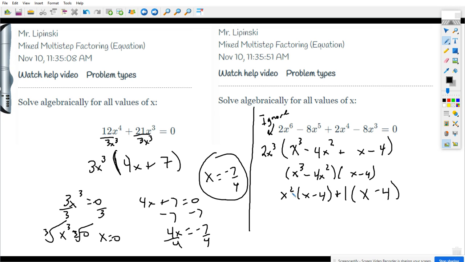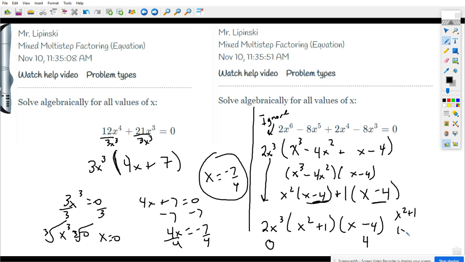So now that would leave me with, I'm going to drop this down now, 2x cubed times x squared plus 1 and an x minus 4. So I write down what's in parentheses once and I group together what's on the outside. Okay. So then now if I was solving this and I was writing all the real zeros, this would be 0. This would be 4. And then this x squared plus 1 would be x plus i, x minus i, which would be negative i, positive i. And I think I got only real solutions for the homework for today.